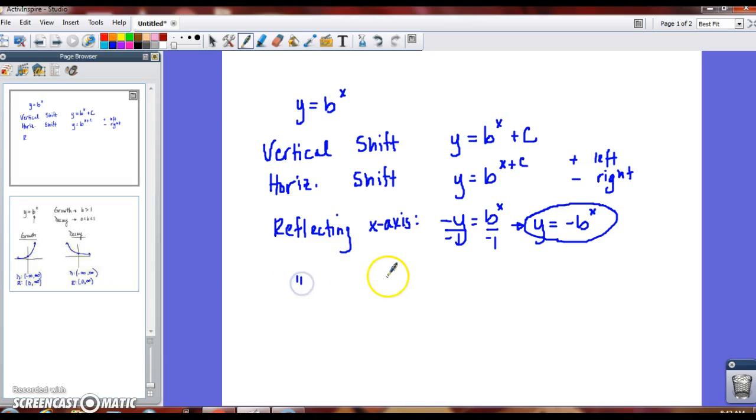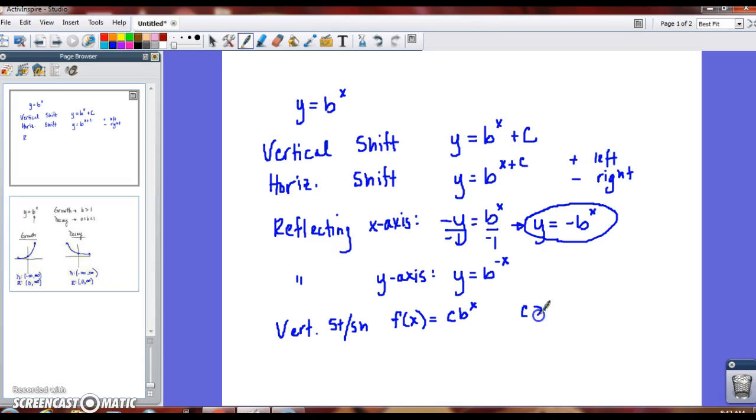If we're reflecting in the y-axis, that means we're actually negating our x value. And so when we negate our x value, we end up with b to the negative x. If you see that, then that tells you you're reflecting over the y-axis. Okay, and then the vertical stretch or shrink. If you have a function, it could be y, it could be f of x, with some constant c in front of b to the x, that tells you you have a stretch or a shrink. So if c is greater than 1, you're stretching.